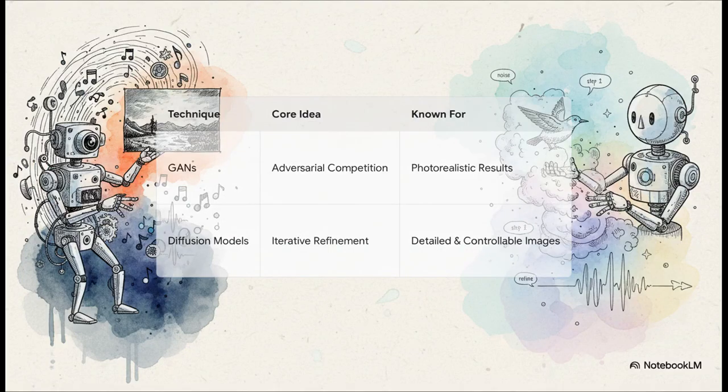So let's put these two side by side. You've got GANs, which are all about that adversarial competition. Their big strength? They can be super fast and achieve some seriously photorealistic results. But that constant fighting can also make them a bit unstable, kind of hard to train.